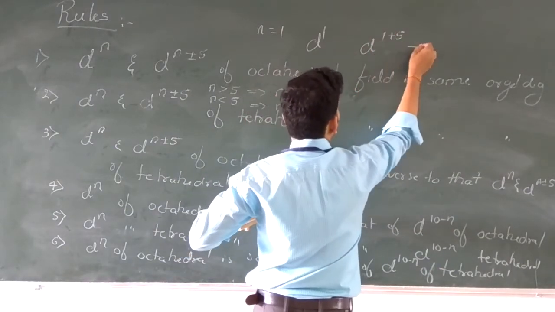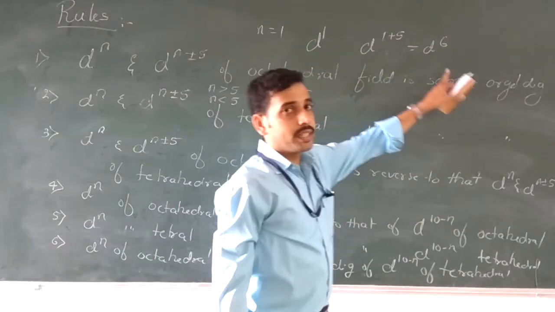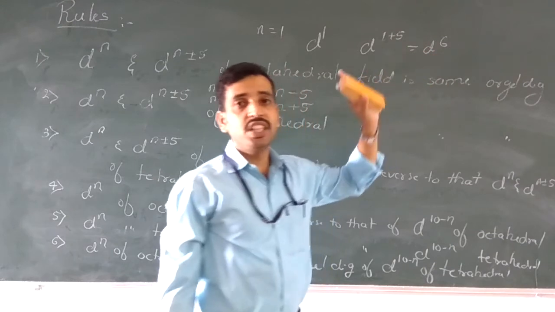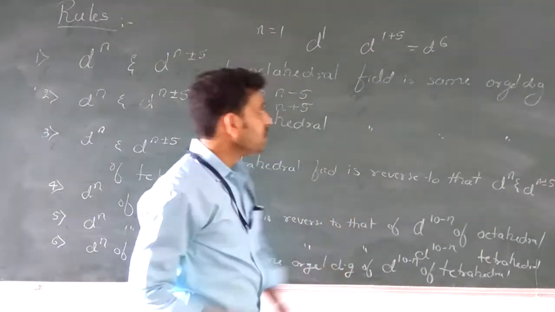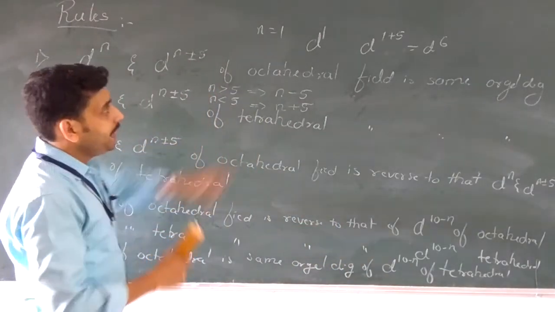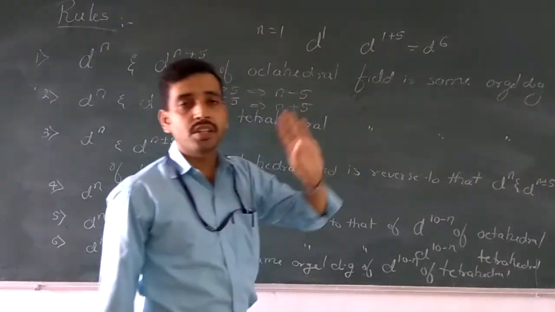That means the d6 system. D1 and D6 systems have the same energy diagram. Clear? Having the same energy diagram. Similarly, D1 and D6 systems of tetrahedral geometry have the same energy diagram.